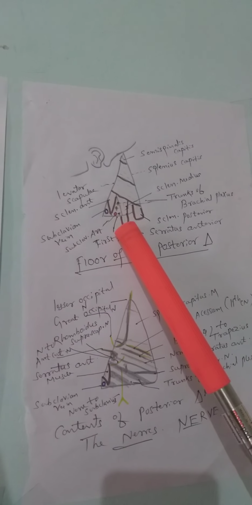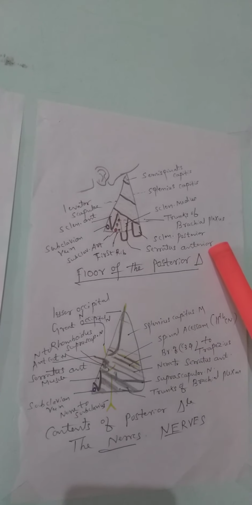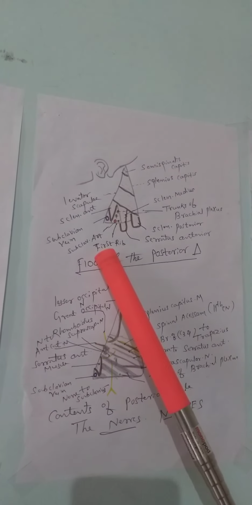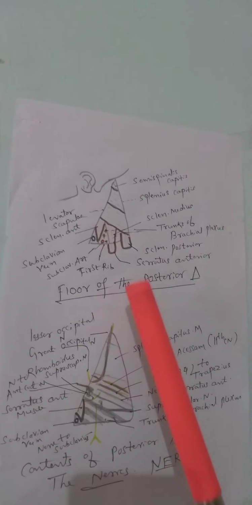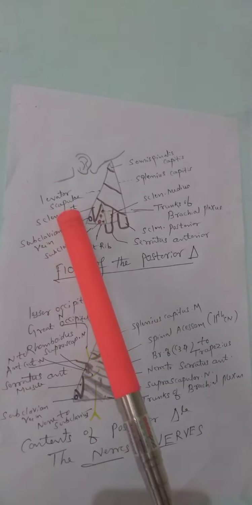There is the first digitation of the serratus anterior. Here you are getting the first rib. The first rib means the subclavian artery and vein, because the superior part of the first rib is grooved by the subclavian artery and vein, isn't it? Now you will see the serratus anterior first digitation, and the splenius muscles.